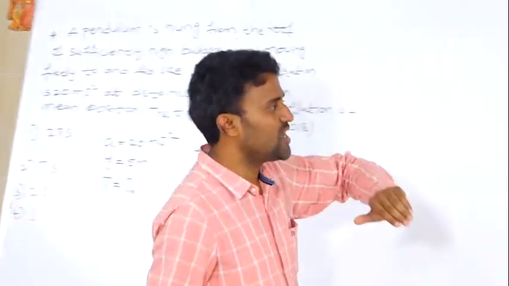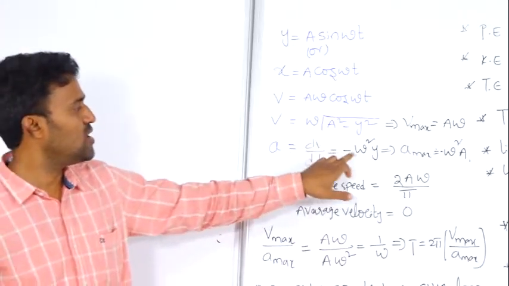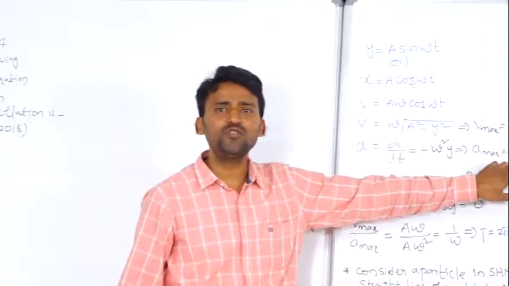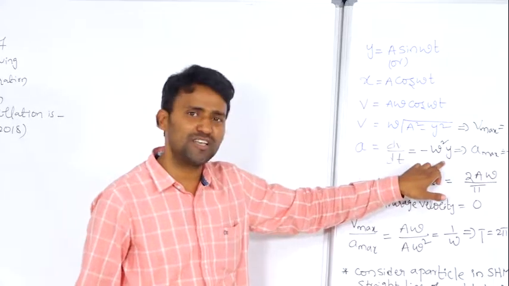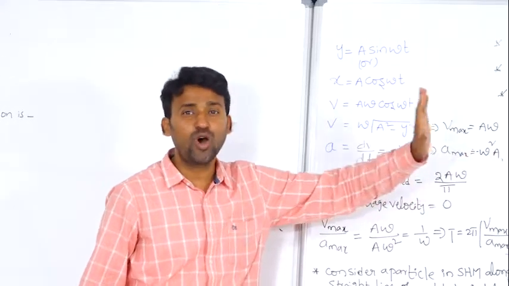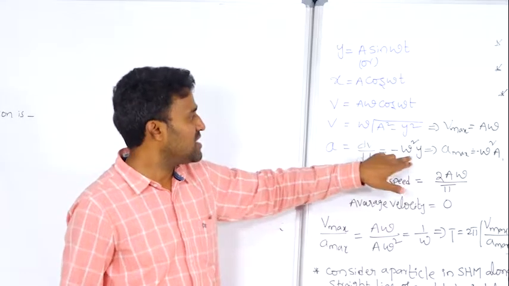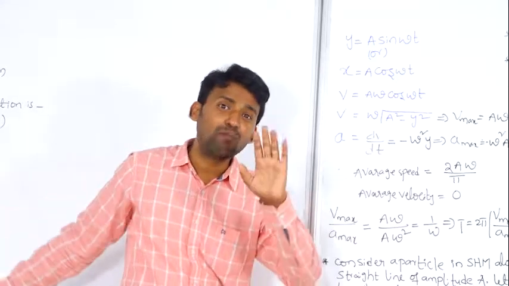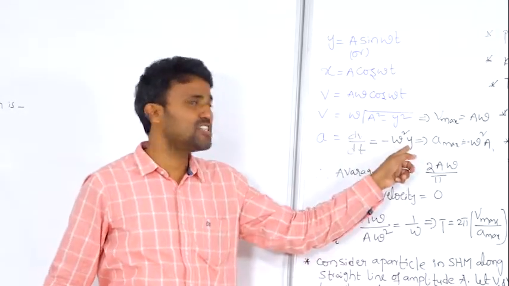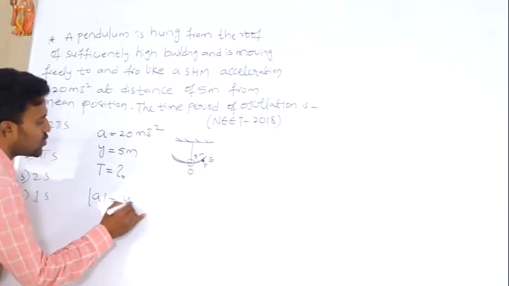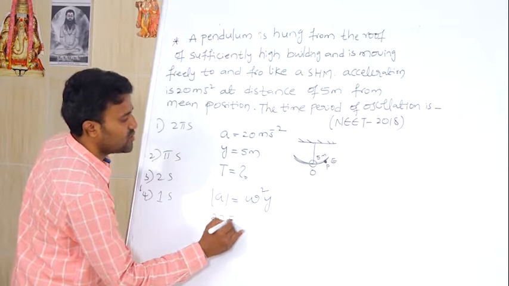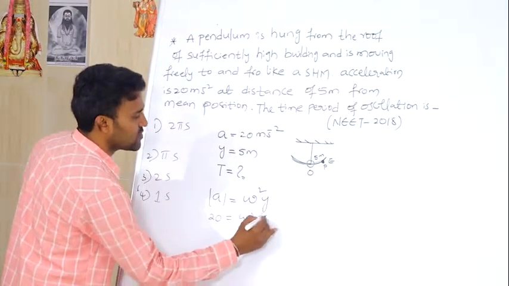Just now we also discussed, acceleration is equal to minus omega square y. Maximum acceleration is equal to minus omega square A. Here y is the displacement, A is the amplitude. Remember this. In the previous problem they gave amplitude and displacement, but here they gave only displacement. Now I am taking the equation: modulus of a is equal to omega square y. What is the acceleration? 20, omega square. And y is equal to 5.